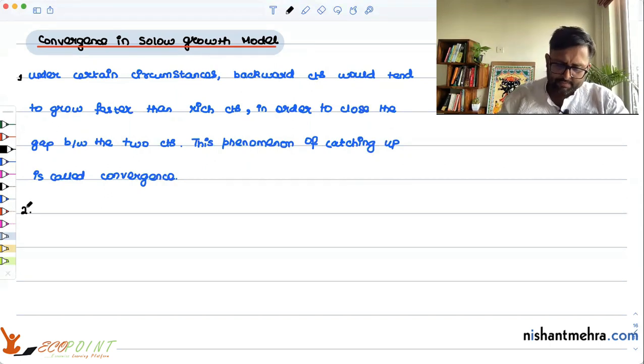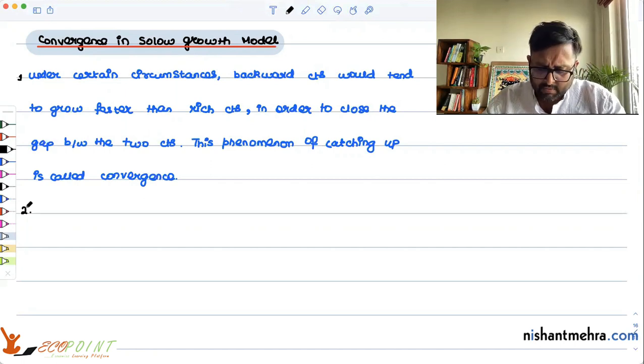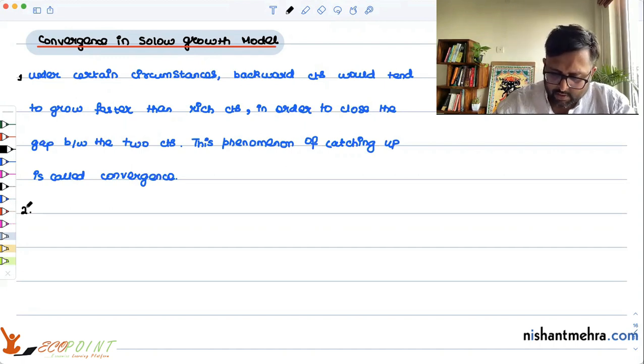So what is the second point? In the Solow growth model, we are making two assumptions about convergence. One, we have two identical countries. So when we say two identical countries, it means all the parameters are the same. They have the same total factor productivity growth. They have the same labor force growth. They have the same savings rate. So the initial conditions are the same, right?